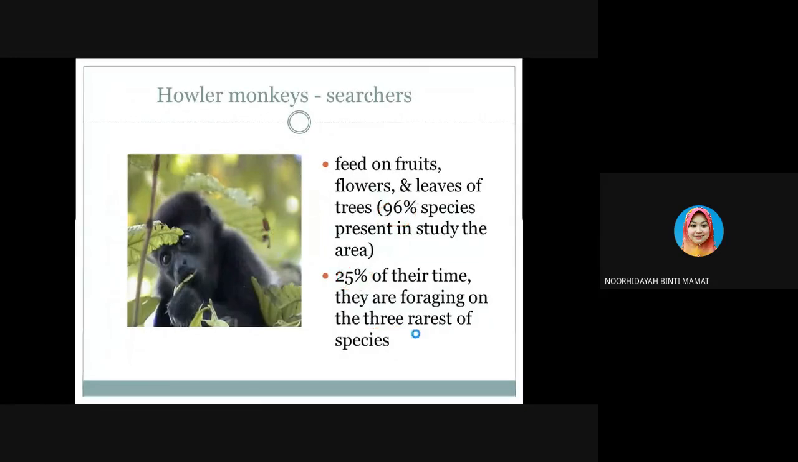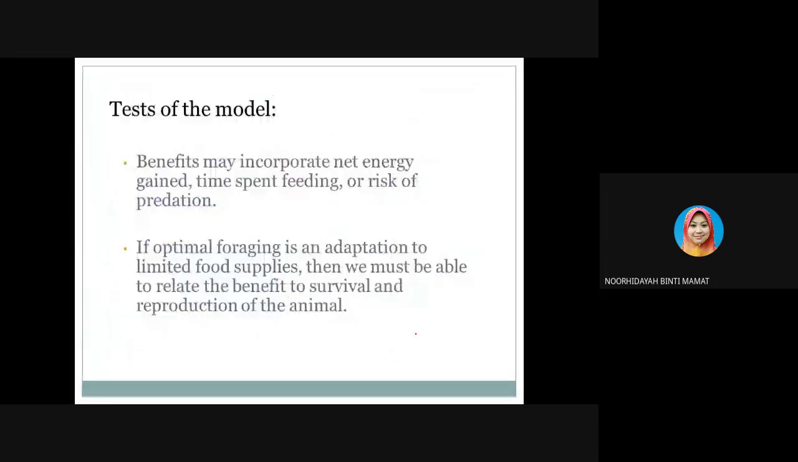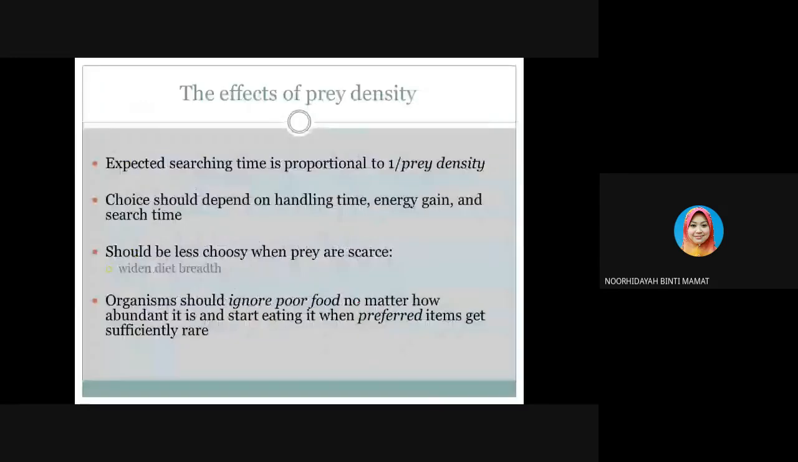So, test of the model. Benefit may incorporate the net energy gain, time spent feeding, or risk of predation. And optimal foraging is an adaptation with benefits to the survival and also the reproduction of the animals.